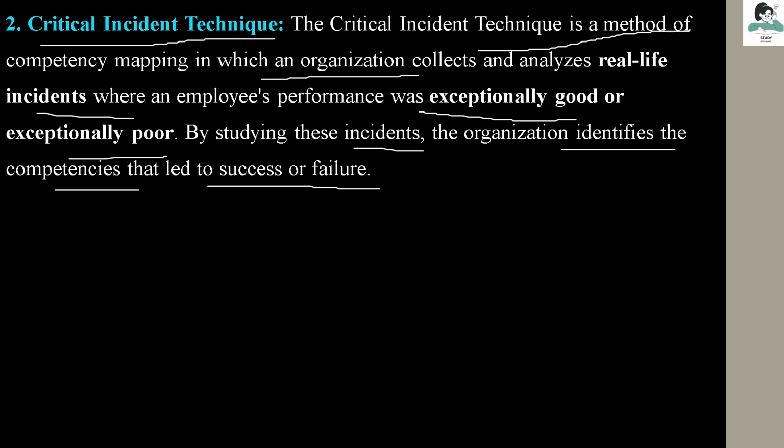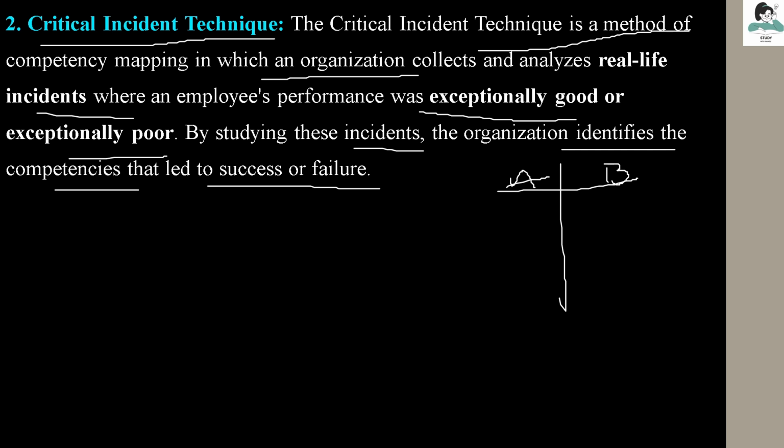Now let me take an example here. There are two cases: employee A and employee B. Both work as customer service executives. Now they will receive a call from a customer who is very angry about their services.